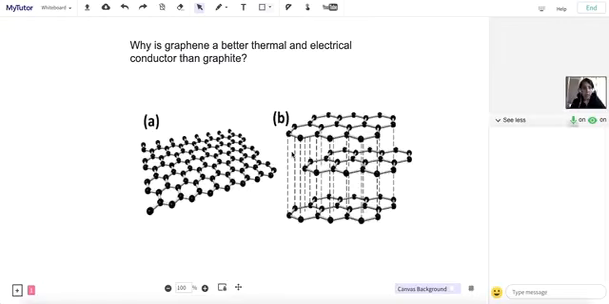Why is graphene a better thermal and electrical conductor than graphite? So before we tackle this question, let's think about the structures of both graphene and graphite. So let's start with graphite, and in this picture here it is B, that is graphite, so this one.